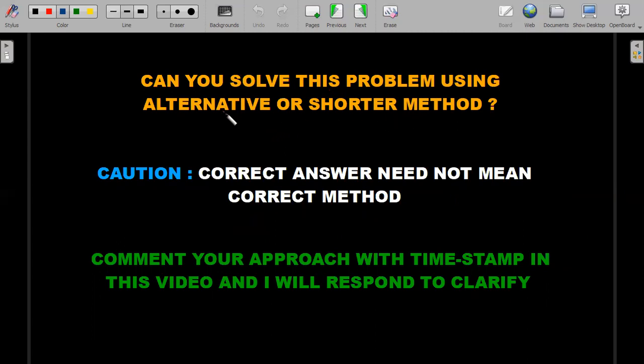Why should we do this? And I said alternative or shorter method. Need not be that the alternative method has to be shorter, right? And why should you even look at longer methods when you are solving Olympiad level problems or JEE advanced level problems? By looking at this scenario in different directions, your concepts around that particular topic will become more and more stronger. So always caution yourself that correct answer need not mean correct method. There could be some cancellations of two or more mistakes, and yeah, you can arrive at the same answer, right? So please be careful about that.